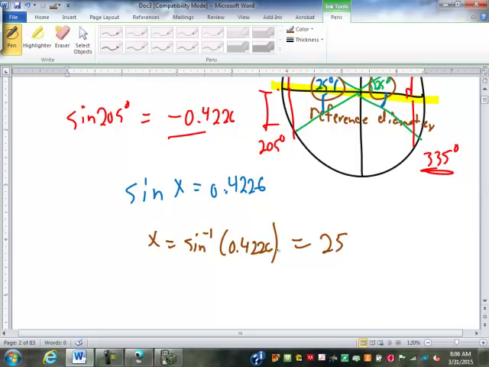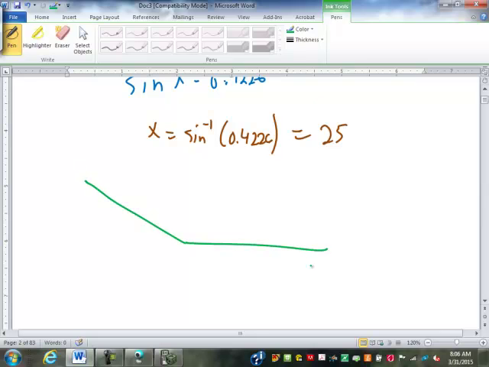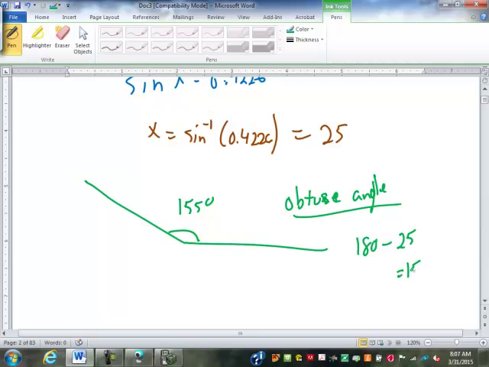Problem is, we do not know if that's 25 or 155. They both have the same sine. If we're looking at an angle like this, is the answer 25? No, the answer is 155. So if it is an obtuse angle, oops, S comes before E in obtuse, if it's an obtuse angle, then the result we get from that inverse sine, we take the supplement. So it's 180 minus the answer to get the actual angle.